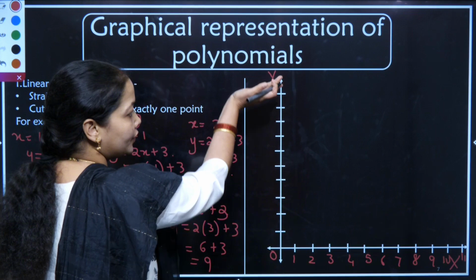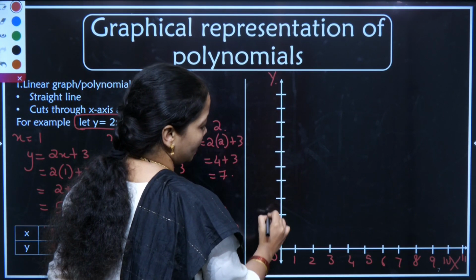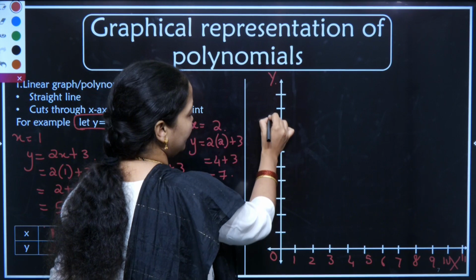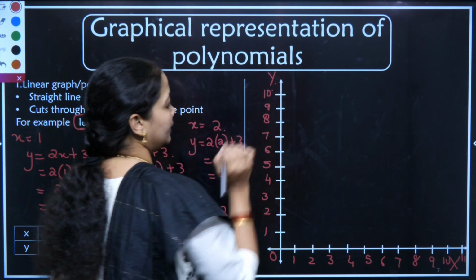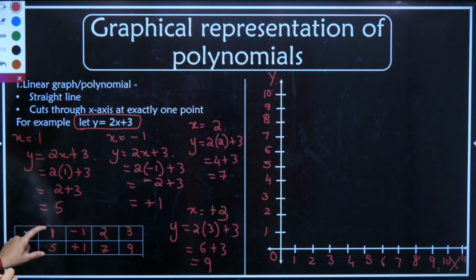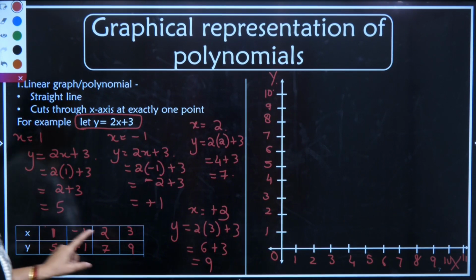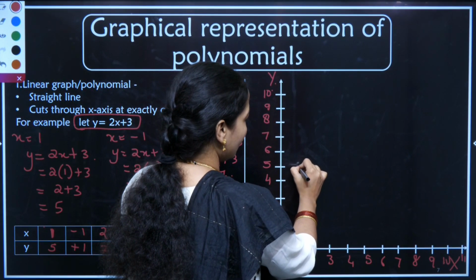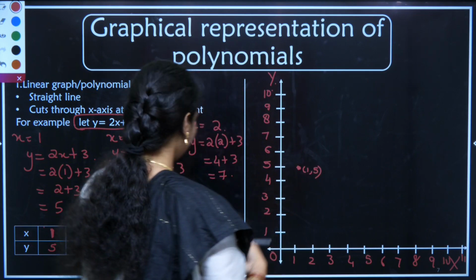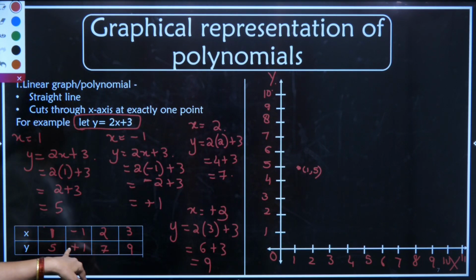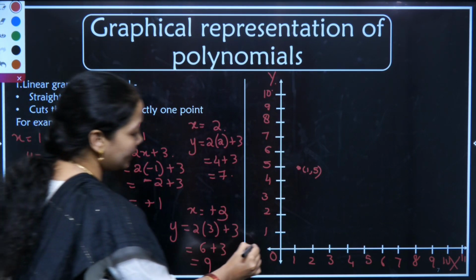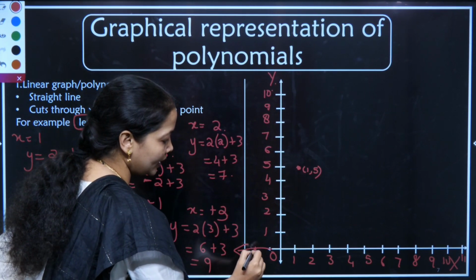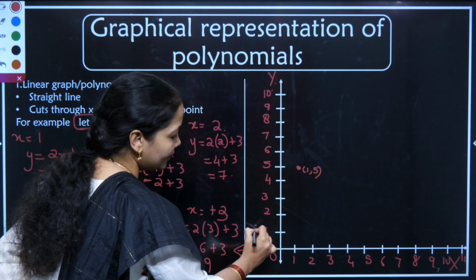Towards the upper part of the origin, I have my positive numbers 1, 2, 3, 4, 5, 6, 7, 8, 9 and 10. Let us take the first point, it's plus 1 and plus 5. So 1 in my x-axis and 5 in my y-axis. This is 1, 5. Second point, negative 1 and positive 1. Negative 1 will be towards this side of the x-axis, which is here. Negative 1 and positive 1 will be this point.